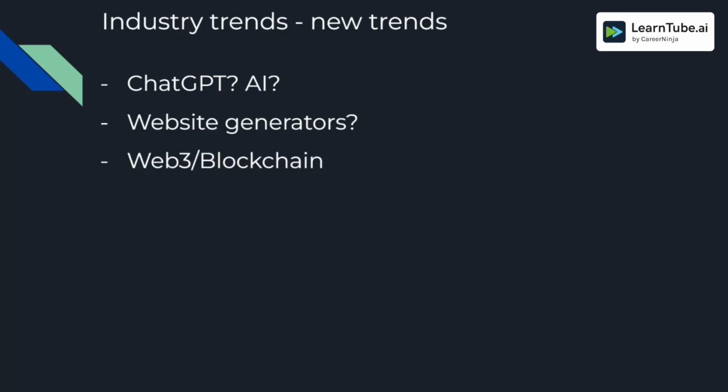Similarly, before ChatGPT, a few years back, it was website generators like sites like bubble.io or Wix. So if a software can make a web application, then would we even need a web application developer or not? So that is another question that has been coming through the ages. And finally, Web3 and blockchain.